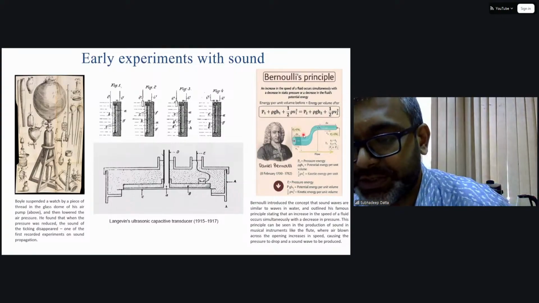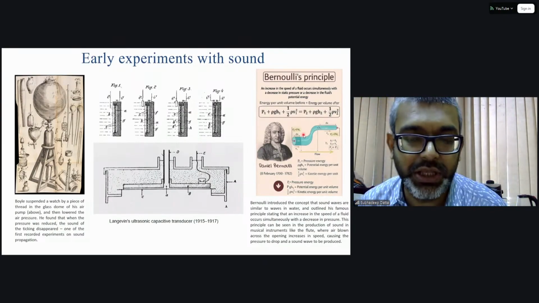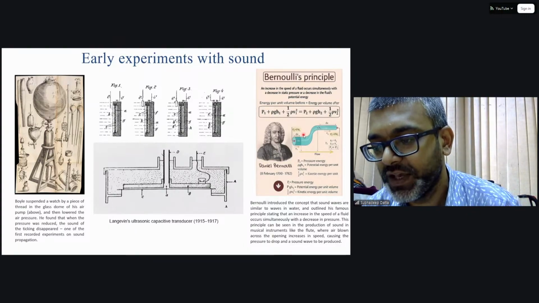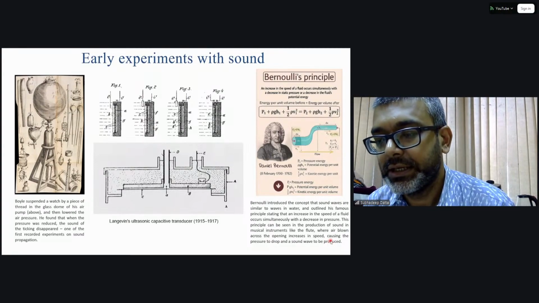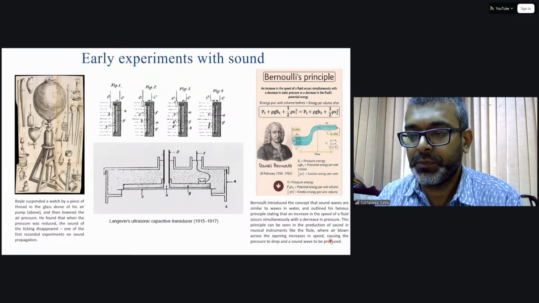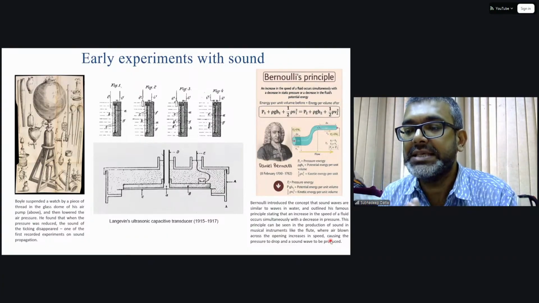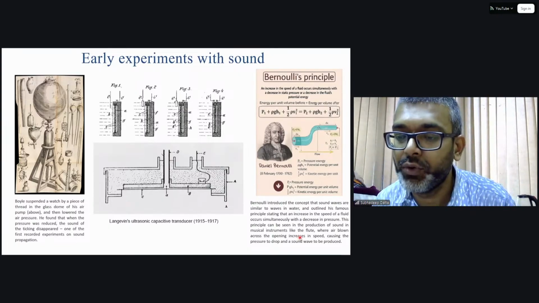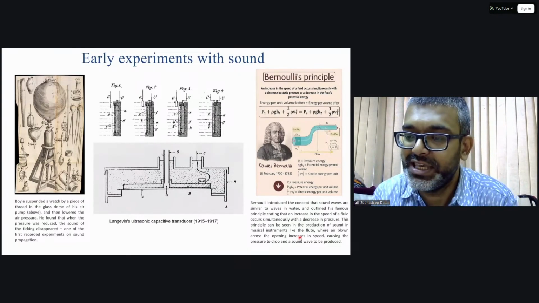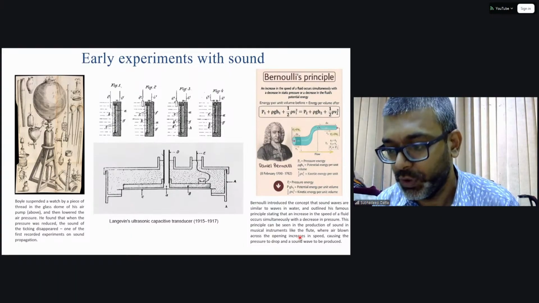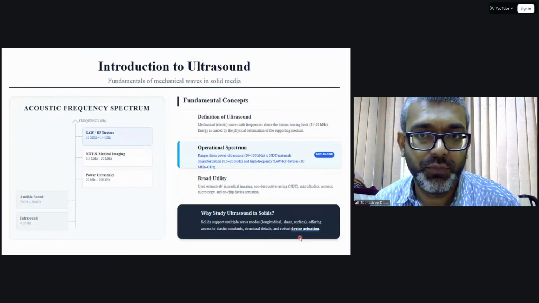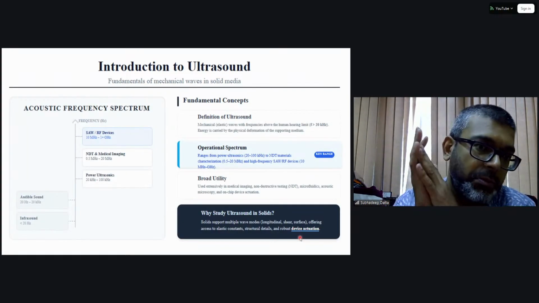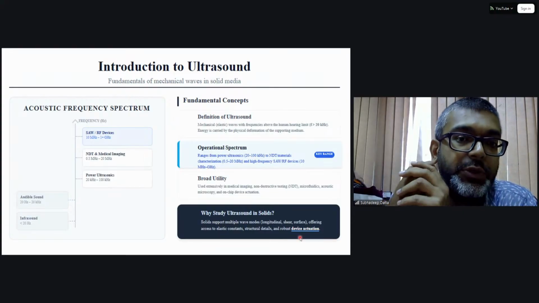And Bernoulli's principle, which we usually study in textbooks. Bernoulli pointed out that this pressure and velocity relationship is actually giving us the sound which you usually see in musical instruments like the flute. So with all this, can we make an acoustic frequency spectrum?